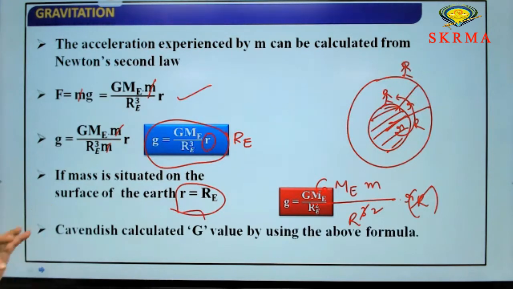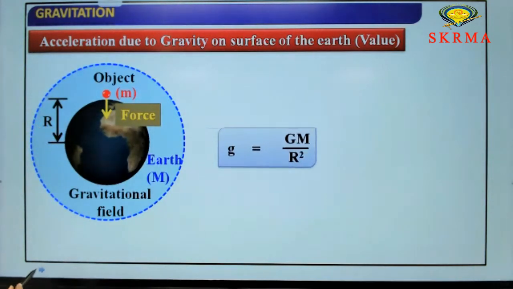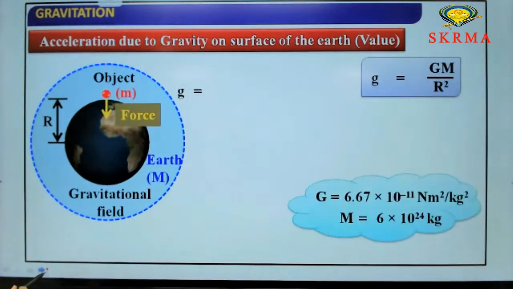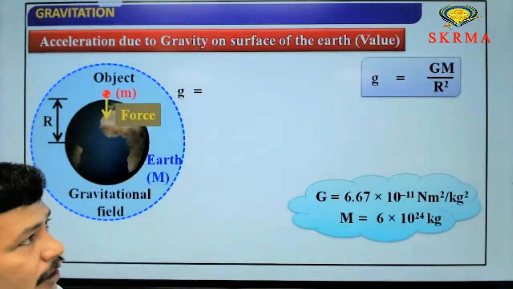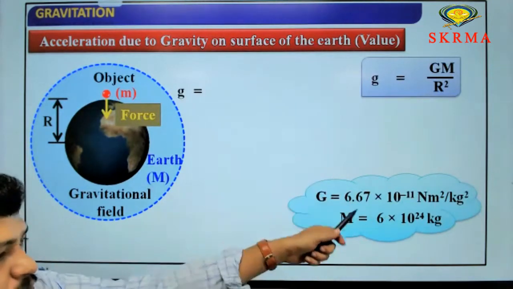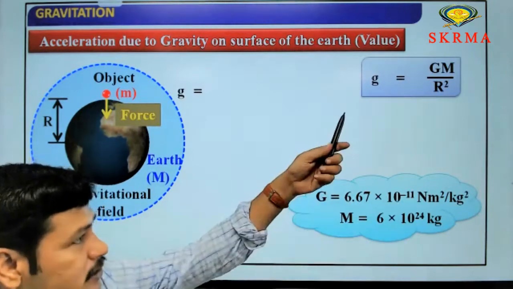By using that formula, Cavendish determined the value of g. On the Earth's surface, g is equal to GM by r square. This is the Earth's surface having some radius, taken here as capital R. How did Cavendish determine the value of g? G is equal to 6.67 into 10 power minus 11, and M equals 6 into 10 power 24 kg, the mass of Earth.